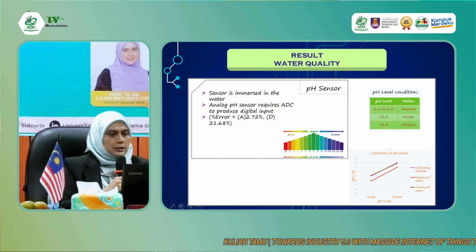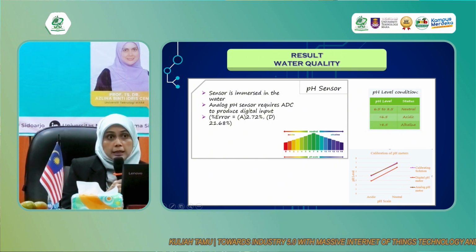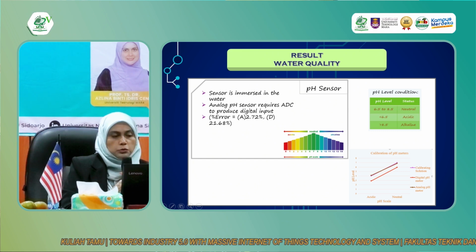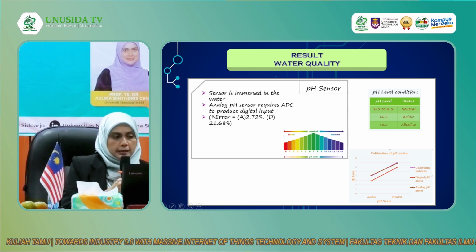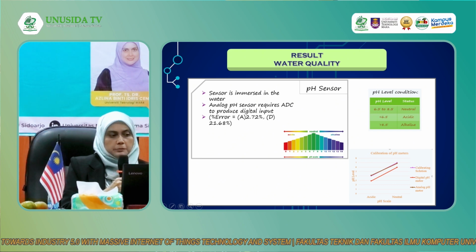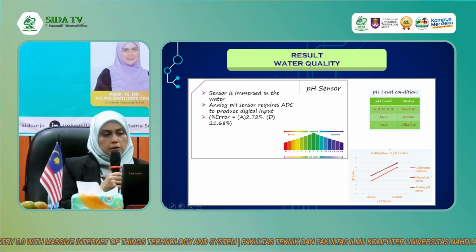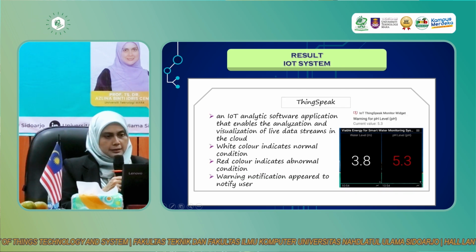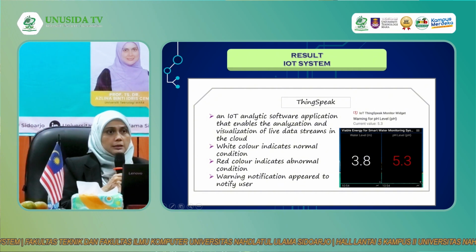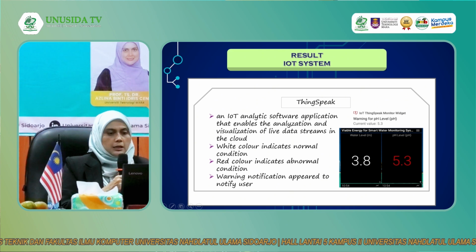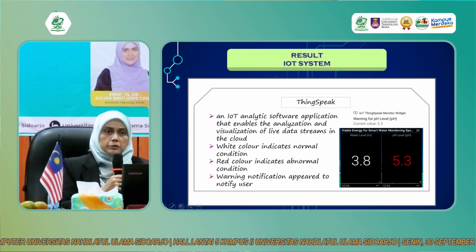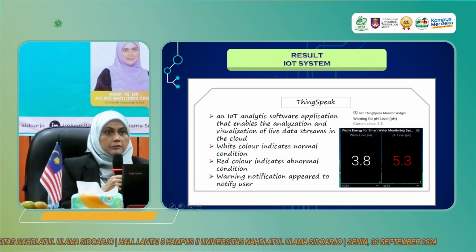So pH sensor, there are two different types of pH sensor, analog and digital. So the result shows that the analog produces 2.72% error and digital produces almost 21.68%. So you can see that from here, analog is better than digital. Okay, you can see that the result from ThingSpeak shows that water level 3.8 and pH level 5.3. So if 5.3, it is in dangerous level.